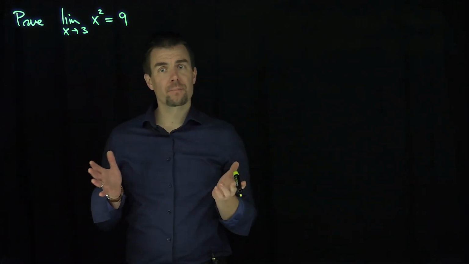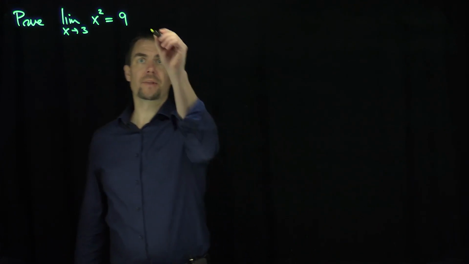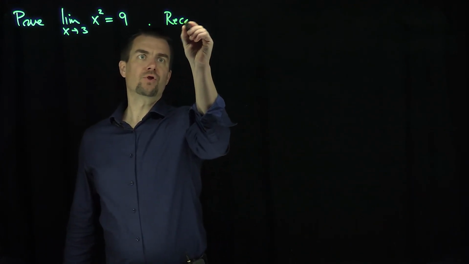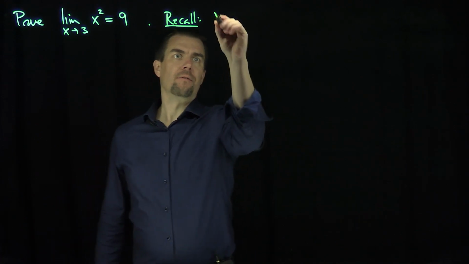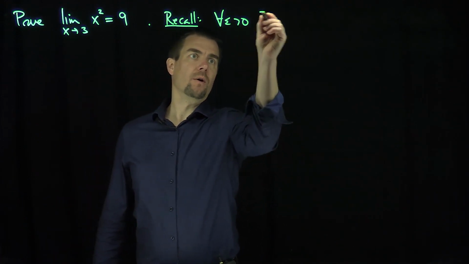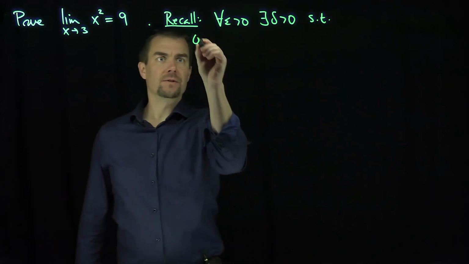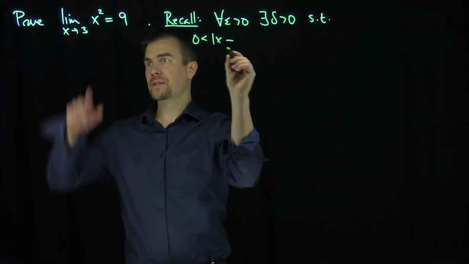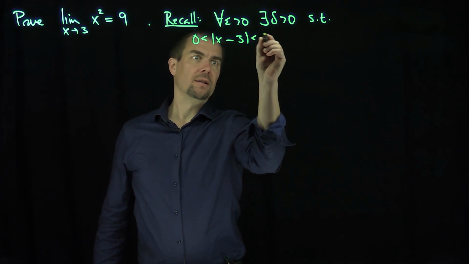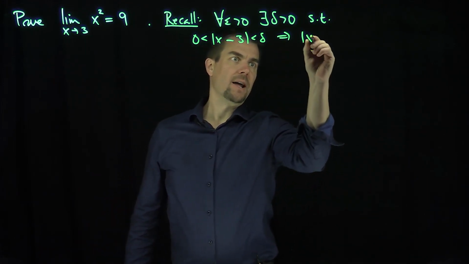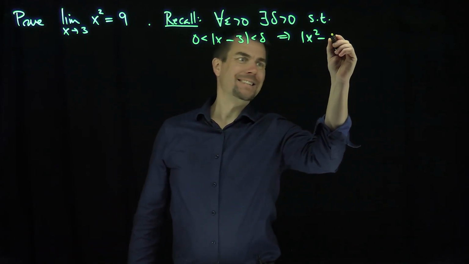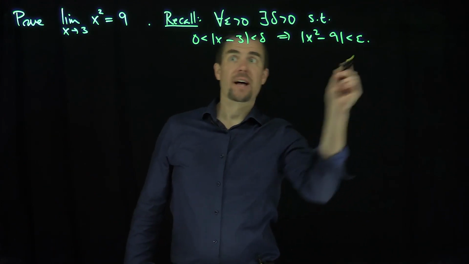But let's see the mechanics of the proof of this, recalling what the definition is. Remember that we need to show that for every epsilon greater than 0, there exists a delta greater than 0, such that 0 less than |x minus 3| less than delta implies that |x squared minus 9| is less than epsilon. That's what we need to show.